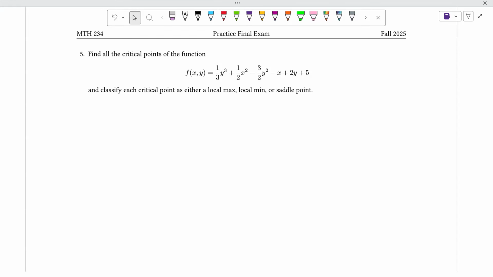So, what do we want to do? Find all the critical points of this function and classify each critical point as either a local max, a local min, or a saddle point. There are two main types of questions we asked back in minimums and maximums. One of them was the question we see before us: find the critical points and classify them as local max, local min, or saddle points. The other option was finding absolute maximums and minimums.